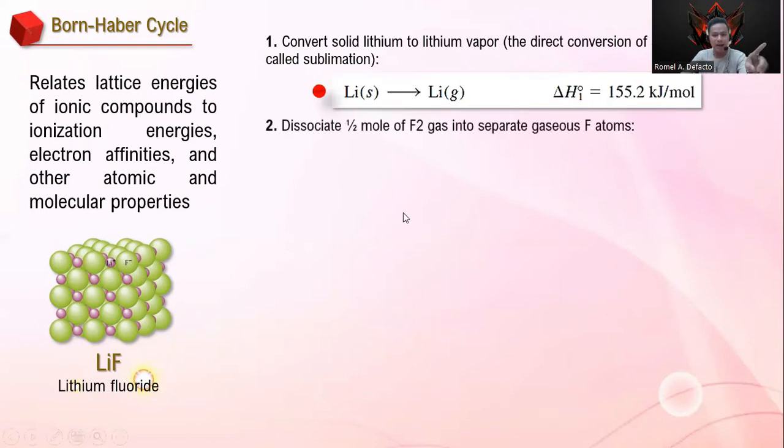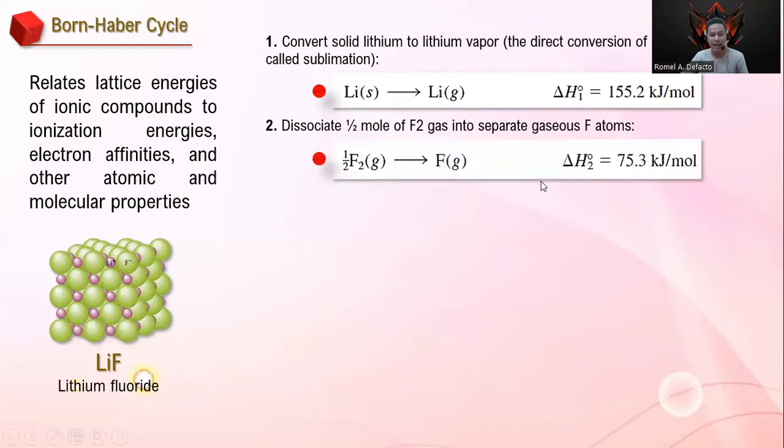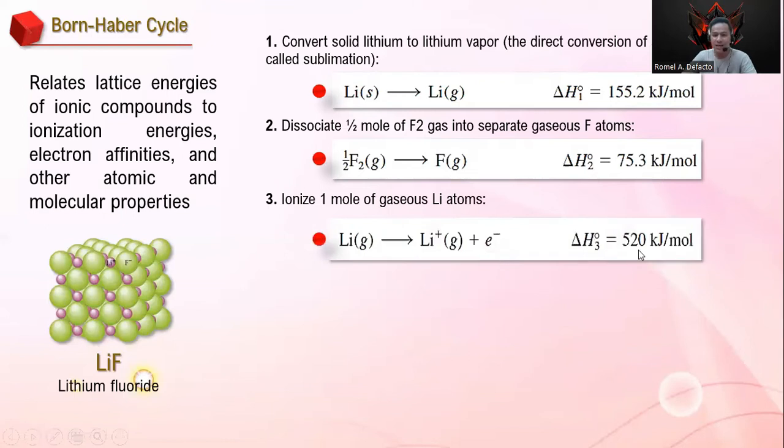The second step is the dissociation of half a mole of fluorine gas into separate gaseous F atoms. So in this case, we separate the fluorine, because it is diatomic. So the dissociation of that into single fluorine atoms requires 75.3 kilojoules per mole. The next step is the ionization of 1 mole of gaseous lithium. And in this case, it will release an electron and that requires 520 kilojoules per mole.